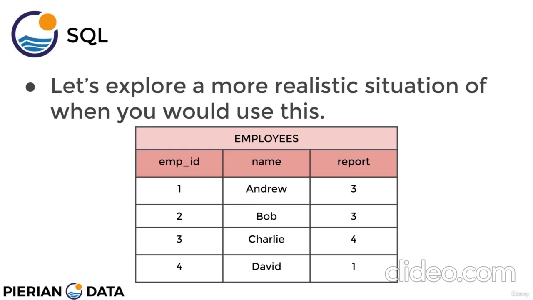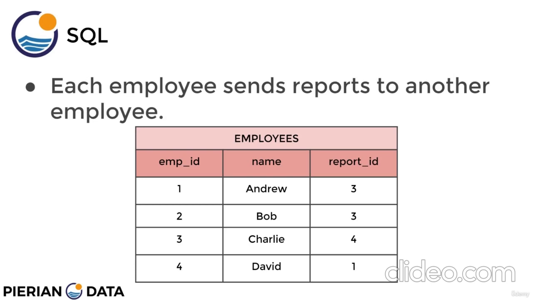So I have this table of employees with their primary key, employee ID, which is just a unique identifier per employee, then the name of that particular employee, and then the ID of the person they need to send a report to. So each employee sends reports to another employee. For example, here I can see that Andrew, employee number 1, sends a report to employee ID number 3, which happens to be Charlie. So Andrew's sending reports to Charlie, Bob's also sending reports to Charlie, Charlie is sending reports to employee ID number 4, so that's David, so Charlie reports to David, and then David sends reports to employee number 1, which is Andrew.